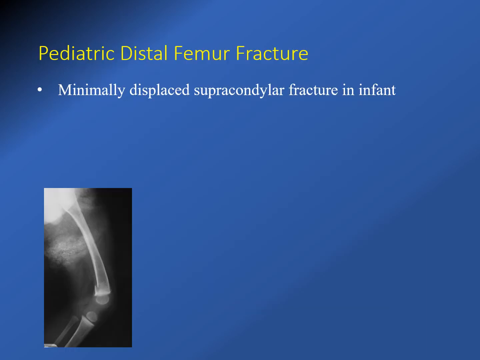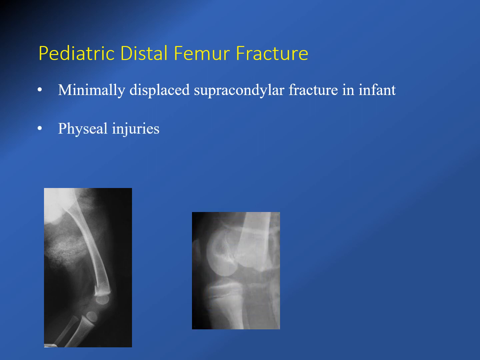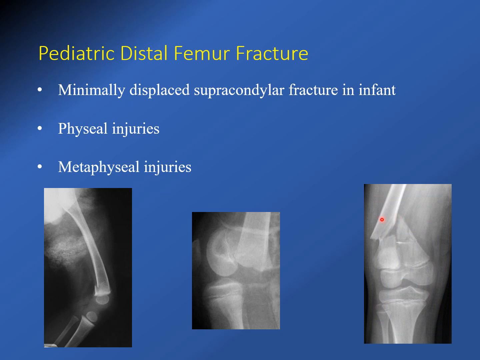So after we discussed the proximal femur fracture and the shaft fracture, let's speak about the distal femur fracture, the lower part of the femur. There are 3 main types of the distal femur fracture. Minimally displaced supracondylar fracture. This is a common fracture in infants. It's minimally displaced fracture that usually does not require more than splinting. And there is the physeal injury, which happened through the growth plate. And the third one is the metaphyseal injuries, which happens just proximal to the physis. So here the physis is here, and the metaphyseal fracture happens in this part.